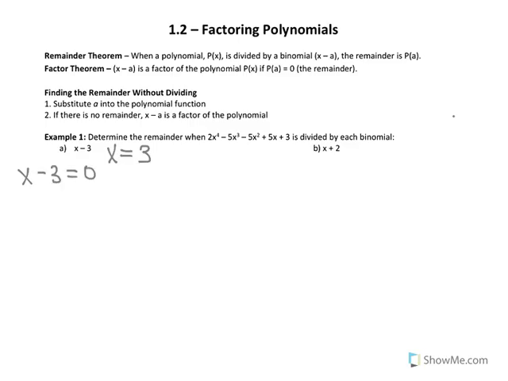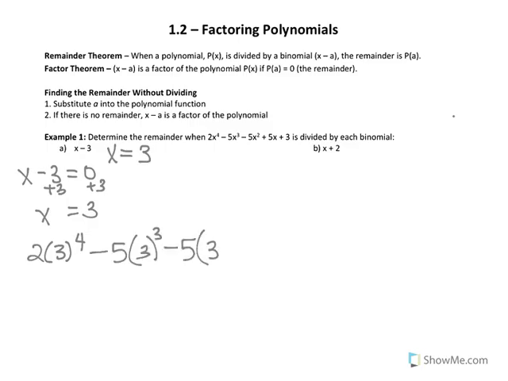So we're going to plug in x to equal 3, because we want x to equal 0. So if we want x to equal 0, we would add 3 to both sides. We want x to equal 3. So we're going to go 2 times 3 to the power of 4 minus 5 times 3 to the power of 3 minus 5 times 3 squared plus 5 times 3 plus 3. I want you to pause the video and I want you to try typing this in.